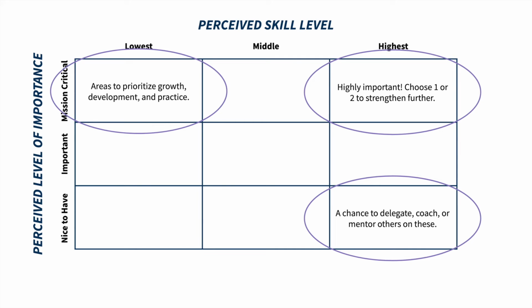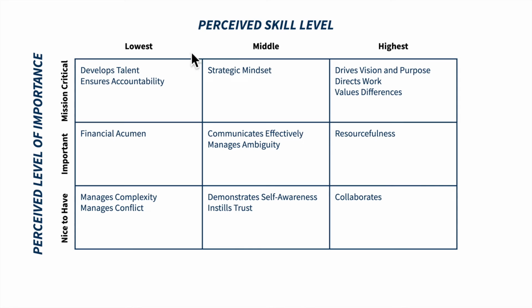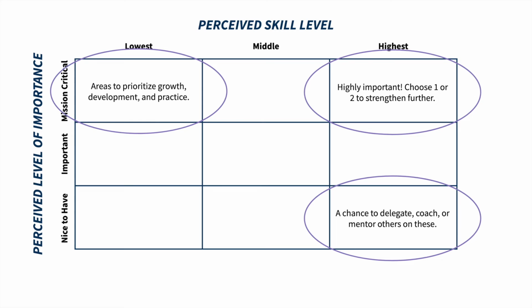Let's say that you had some competencies show up in the top middle box, middle skill level and mission critical. This is another area to consider for prioritizing your skill building. Let's say you have a competency or 2 in the highest skill and nice to have box. If you have more than a few here, you could start thinking about closing the gap on alignment between the skills that you are bringing to the table and the appropriate level of importance for the role you have now or the role that you want in the future.